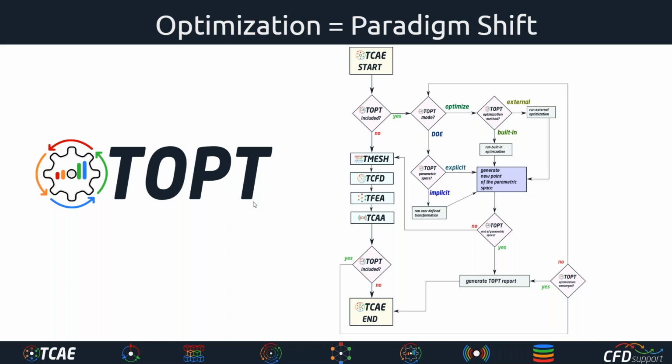So here at CFD Support we developed this optimization module. It's a software module. We call it TOpt, and it allows you to create an optimization workflow. It allows its users to set up a process where, for example, the meshing is involved, CFD is involved, FEA can be involved, or acoustics, or any other software part. With this, you can set up a workflow which iterates over the results.